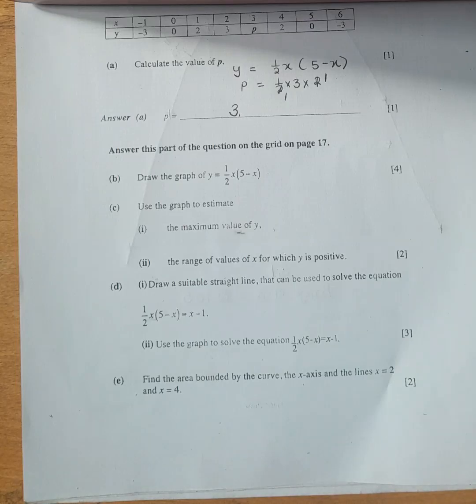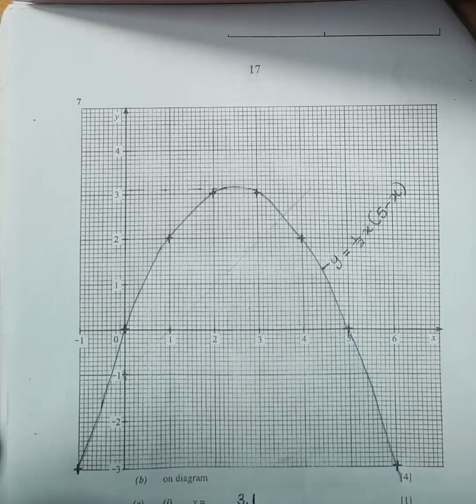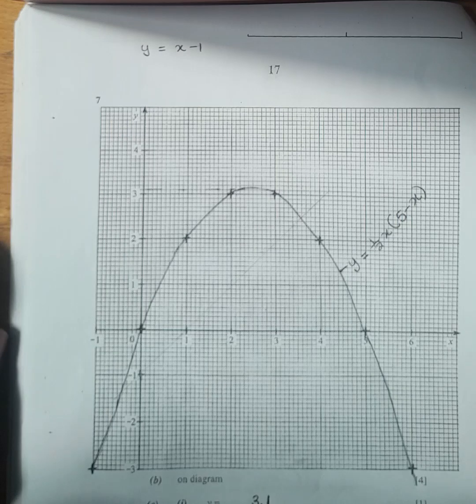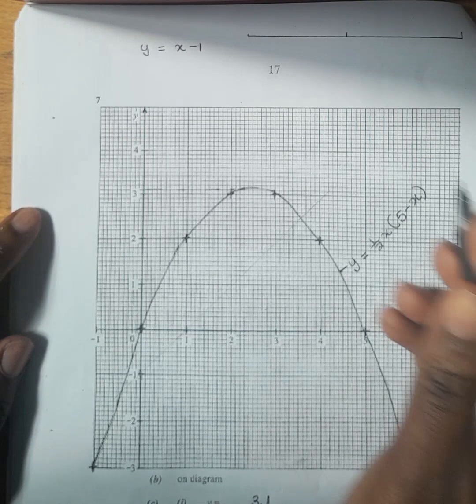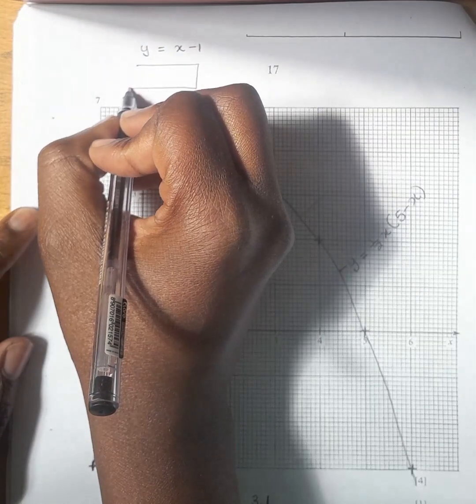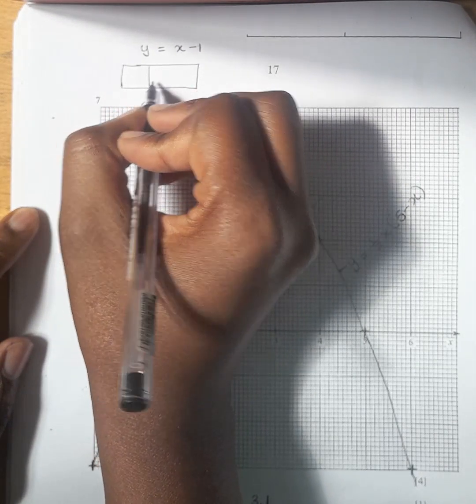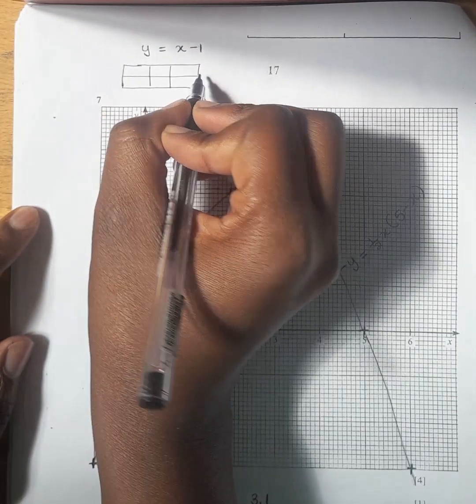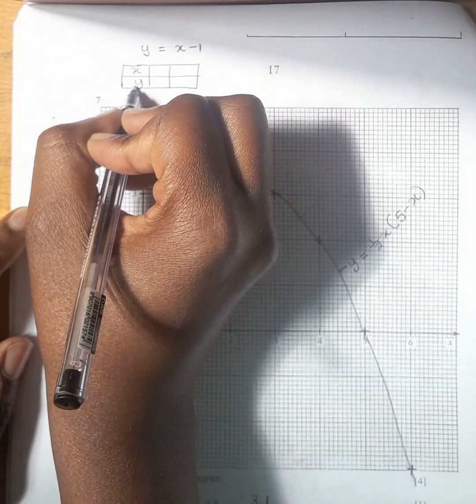And then on D part 1, it is saying draw a suitable straight line that can be used to solve the equation half x times 5 minus x is equals to x minus 1. So in order to draw the graph of y is equals to x minus 1, we are going to have a table of values that we are going to use to plot the points. So here we are going to say x and y.